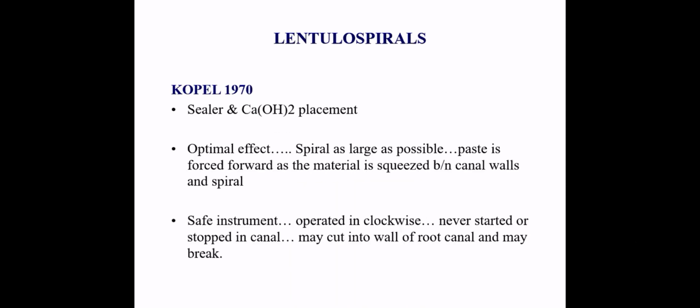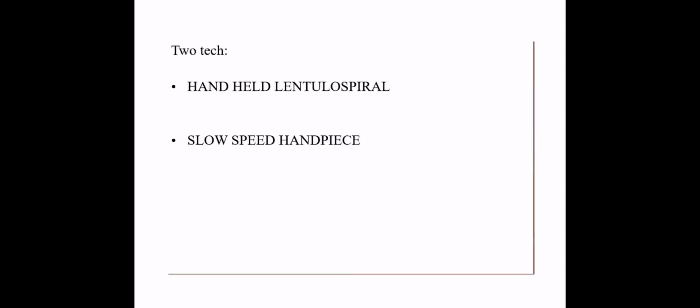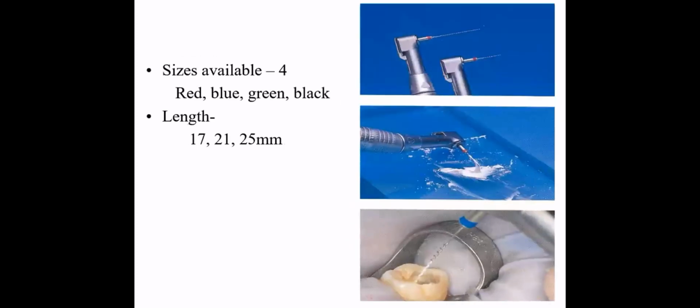Then you can use lentulo spirals also. That's again a little safer than using the hand files. There are two techniques of lentulo spirals. You can use a hand lentulo spiral and a slow speed, that is a rotary lentulo spiral. So this is called a lentulo spiral.